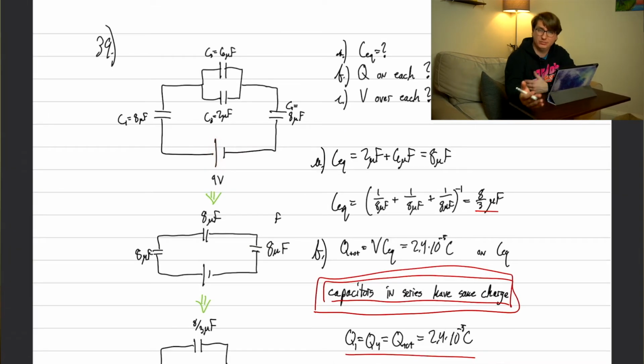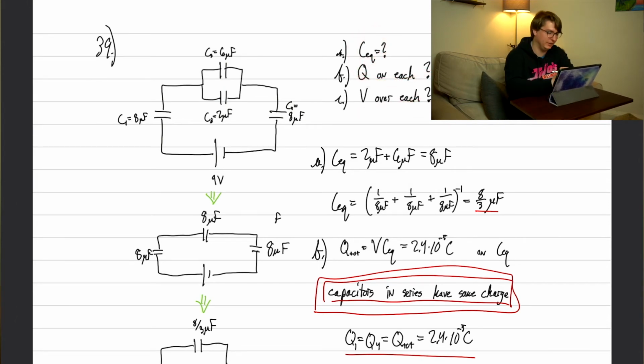So let's do an example that's maybe a little more complicated. We have now a circuit with 4 capacitors, one here, one here, one here, one here. We have 1 battery. So we want to do something similar. What is the equivalent capacitance? What's the charge on each? What's the voltage on each?